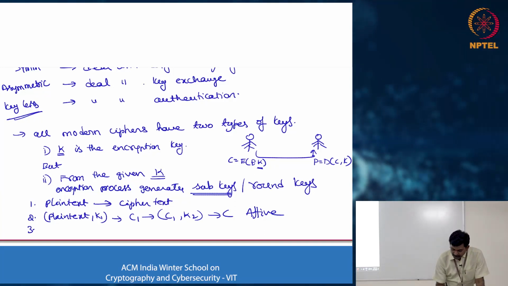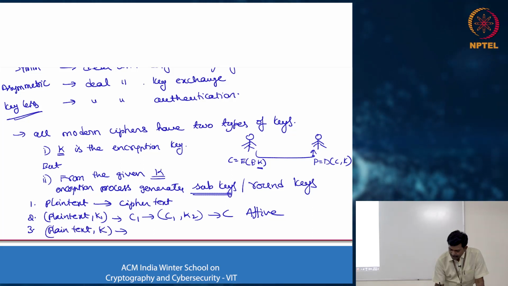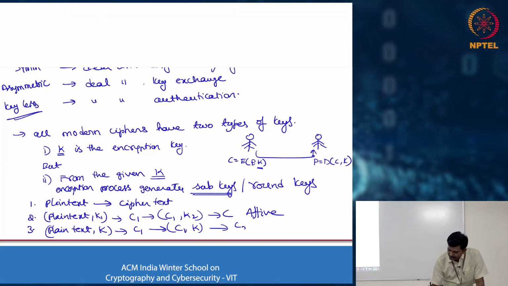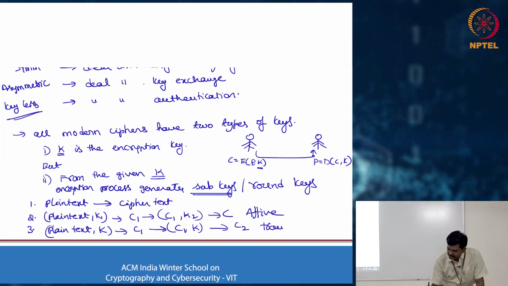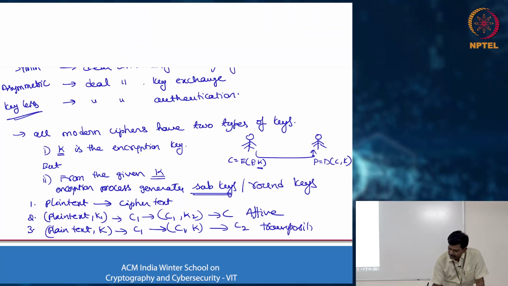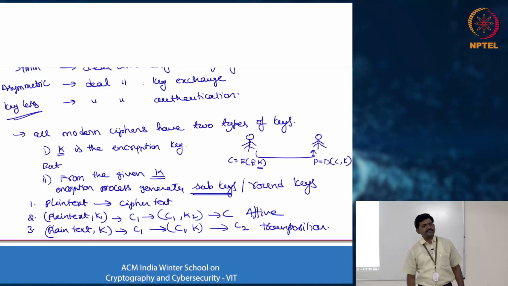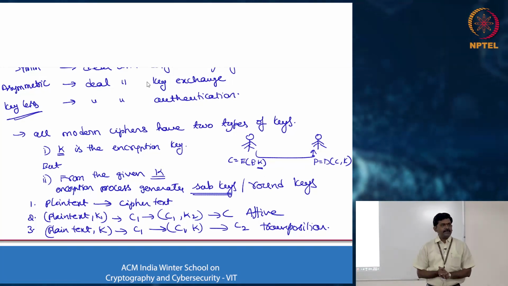What is the other one? Double transposition: plain text, key, get cipher, again apply with the same key, get cipher. This is the transposition we have done. You remember double transposition? You could recall it or not? The other day we discussed, right? So that means we are repeating the encryption process.